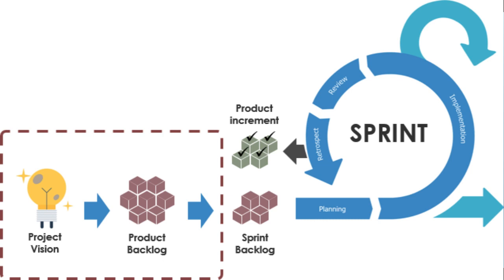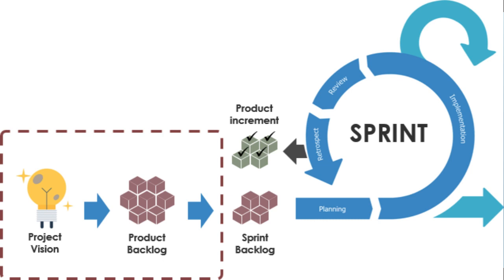Product backlog is basically a document which contains all the features, requirements, enhancements, bug fixes, and technical things for a product. Product backlog is a very important document artifact in a Scrum framework.